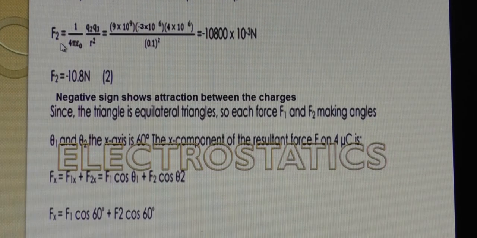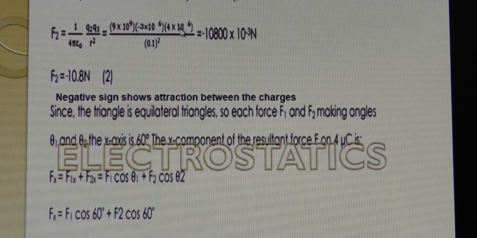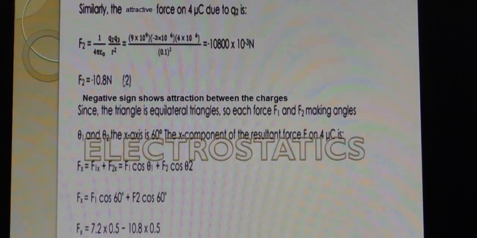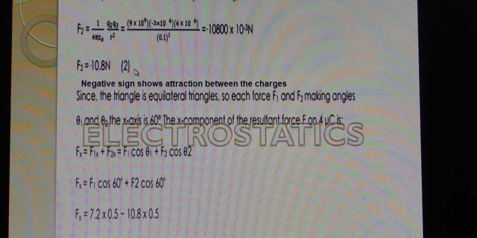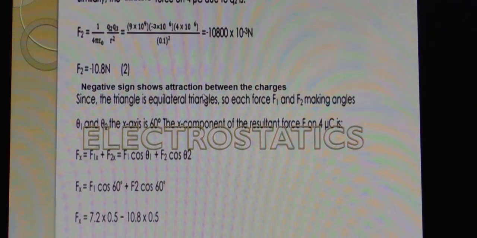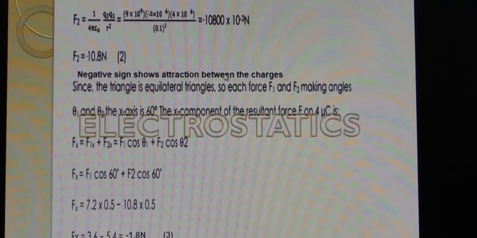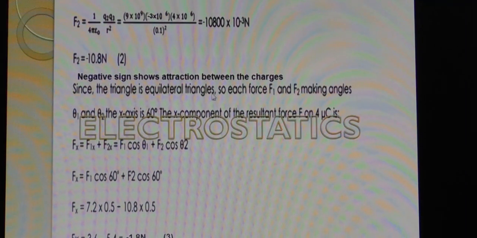And from Coulomb's law, that force of attraction is given by F2, that is 1 over 4 pi epsilon naught Q2 Q3 over R square. Similarly, you are going to put the value for K, for Q2, for Q3 over R square. When we put all the values, F2 is equal to minus 10.8 Newton. Let me call this equation number 2, where the negative sign shows that there is a force of attraction between the charges Q2 and Q3. Since the triangle is an equilateral triangle, each force F1 and F2 makes angles theta 1 and theta 2 with the axis, which is 60 degrees.